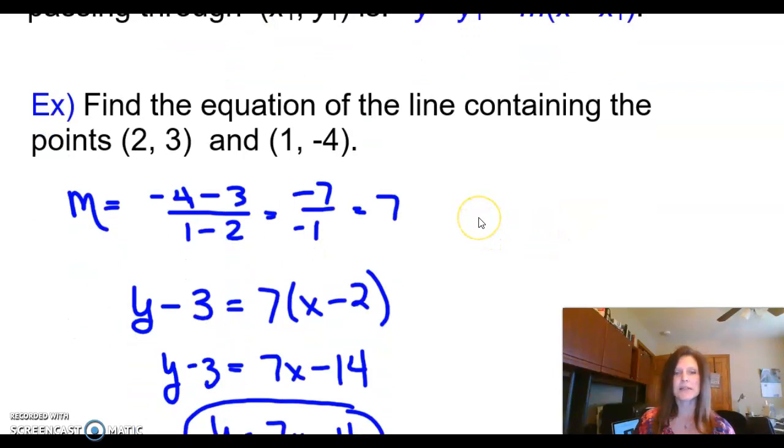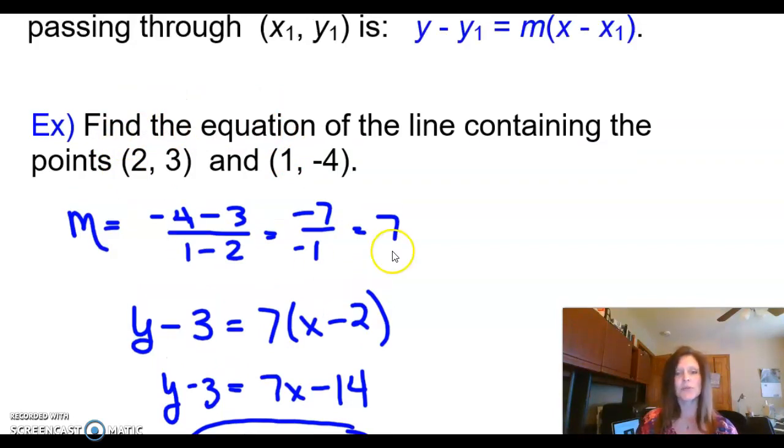So here's an example of how we would use that. If I have 2 points that I'm given that are on my line, and I want to come up with the equation, I would first have to calculate the slope. And we've done that several times. It's the difference in the y's, the rise, over the difference in the x's, the run. In this particular problem, we come up with 7.